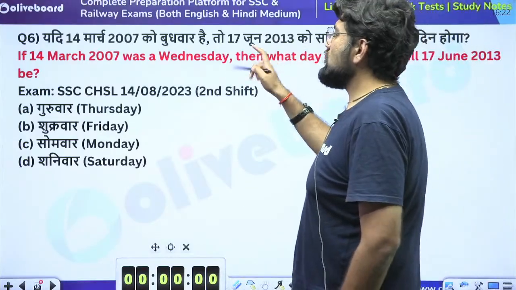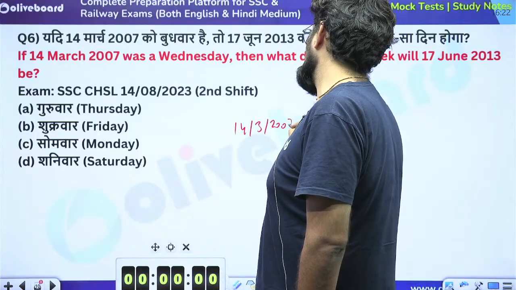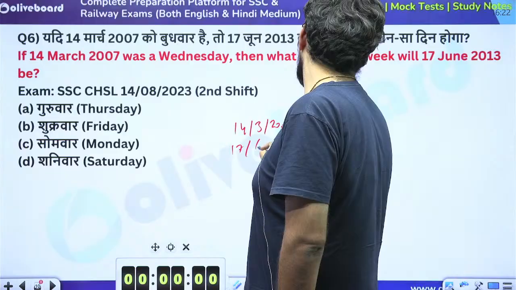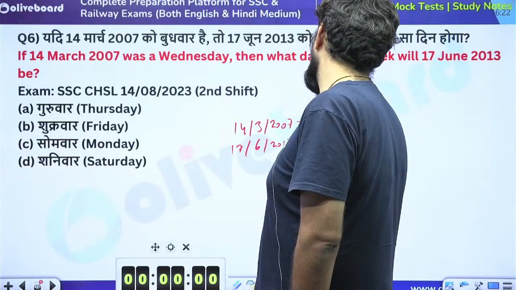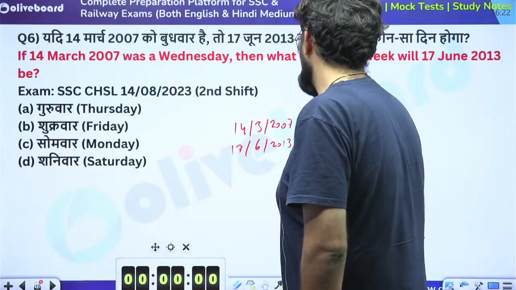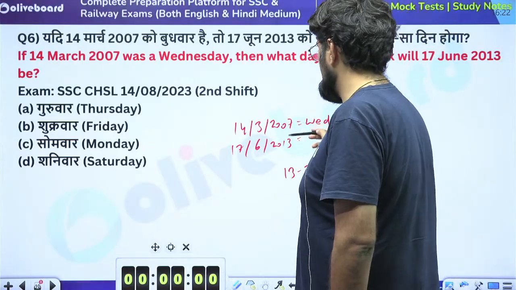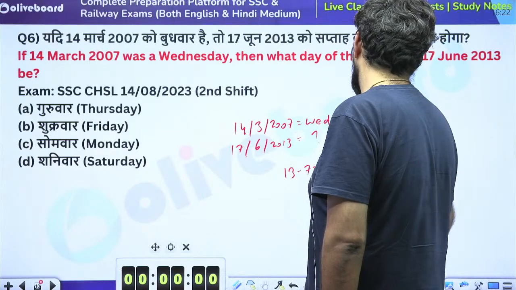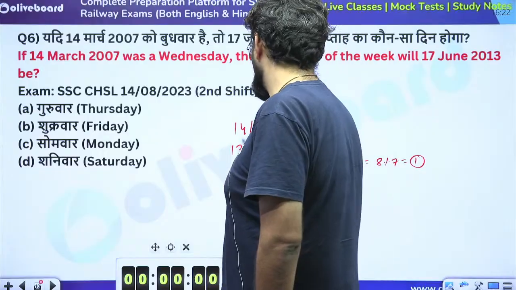So 14th March 2007 was a Wednesday. What day of the week will be 17th June 2013? 13 minus 7 is again 6 years. And leap years you can directly count in between. So we'll have 2008 and 2012, 2 leap years. So 8 remainder with 7 is 1. That's it. Now after that you have reached 14th March 2013.